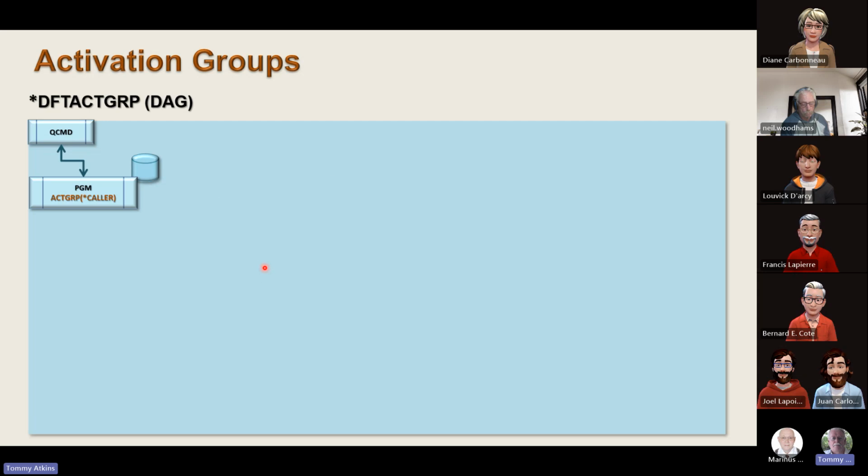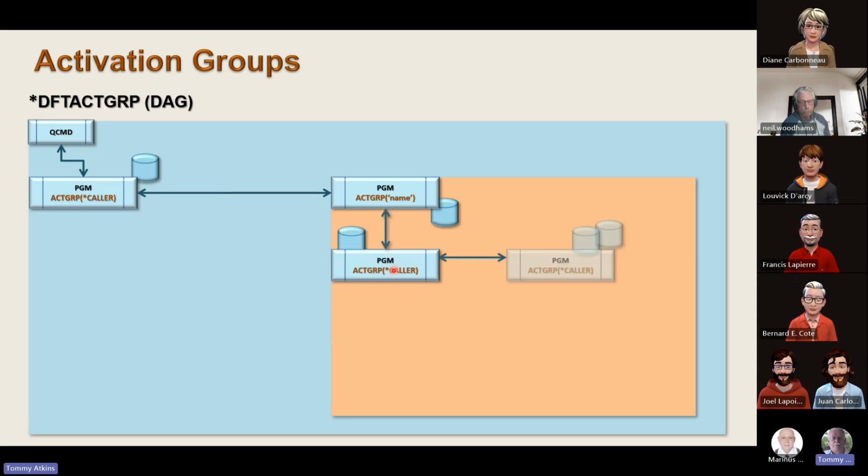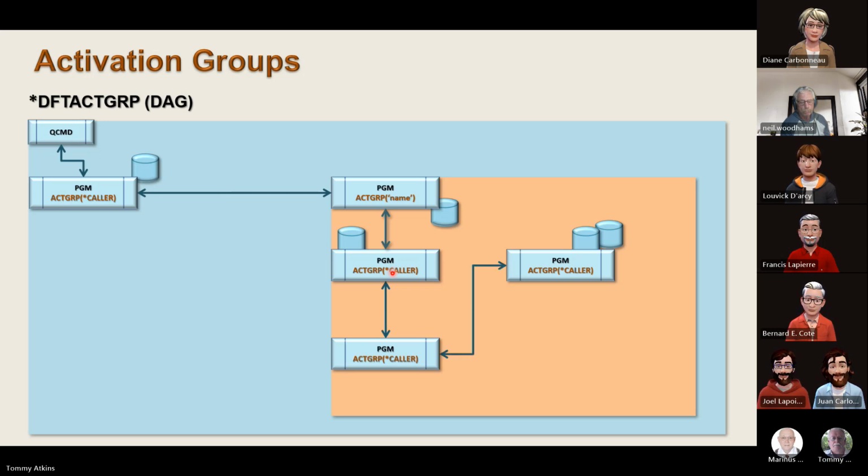Right, let's have another look at the next thing. We call a program, but this time it's got a named activation group. What is different? We call this program, it's got a star caller. We go back, we call from there to there, it's got a star caller. We go back and we call that program. It activates that program. We call that, oh, look at that.